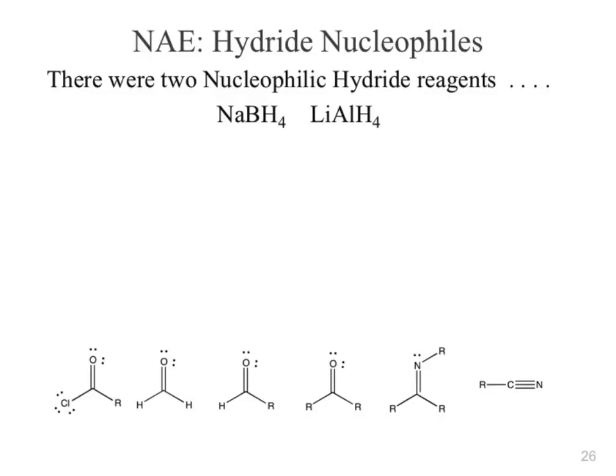Well, actually, I'm just going to erase the nitrile altogether. Okay. The borohydride is a weaker hydride reagent, which means it needs to react with what? The most reactive electrophiles. So it will react with our acyl chloride. It will react with our formaldehyde and aldehyde. It will react with the ketone.